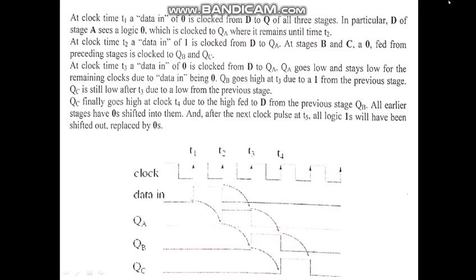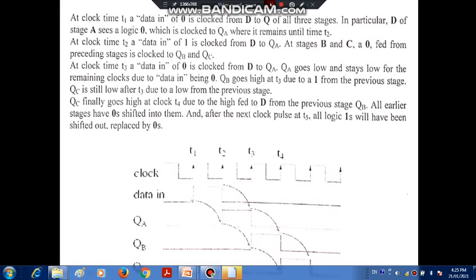At clock time T3, a data in of 0 is clocked from D to QA, which goes low and stays low for the remaining clocks due to data in being 0. QB goes high at T3 due to a 1 from the previous stage. QC is still low after T3 due to a low from the previous stage. In this way, this 3-bit shift register will work, which is also shown in that waveform structure. Okay, thank you very much.